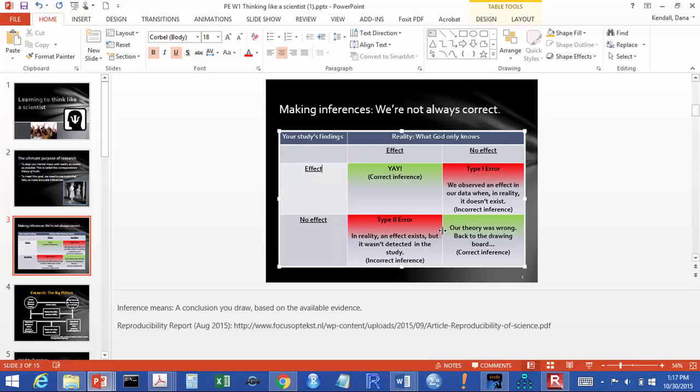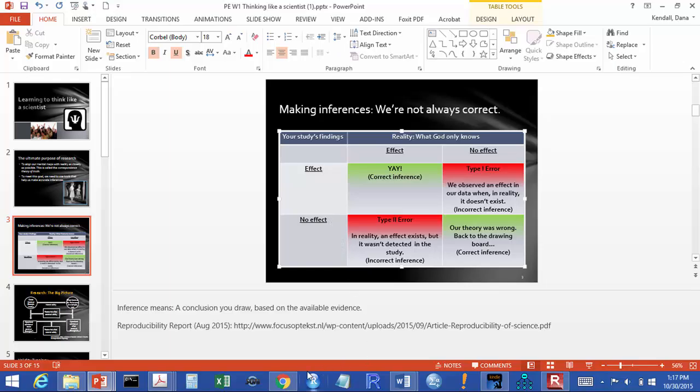The other thing is that we need more replications. Even when we do get the results that we want, regardless of whether we do or we don't, we should be doing replications, because the more times a study comes out with similar findings, the more credence and faith we can put in the results.